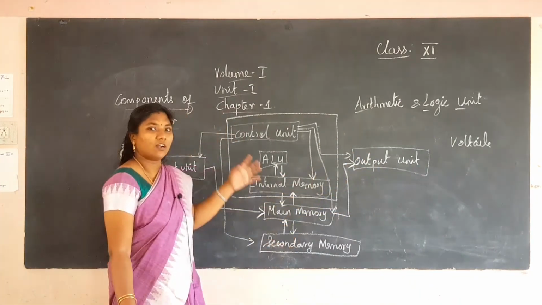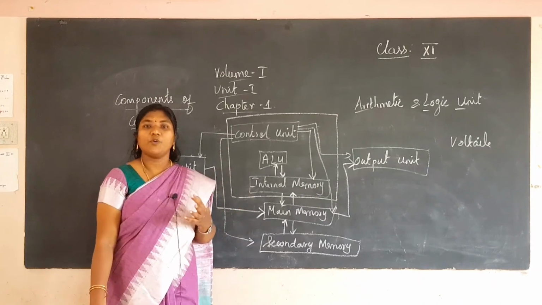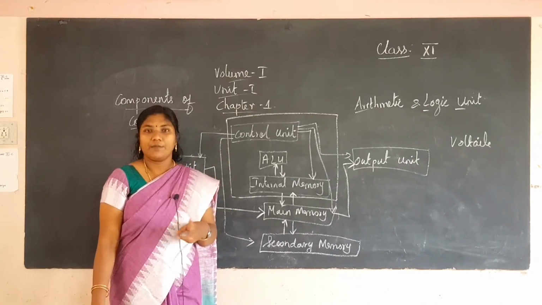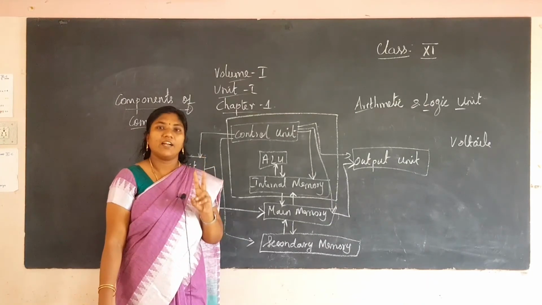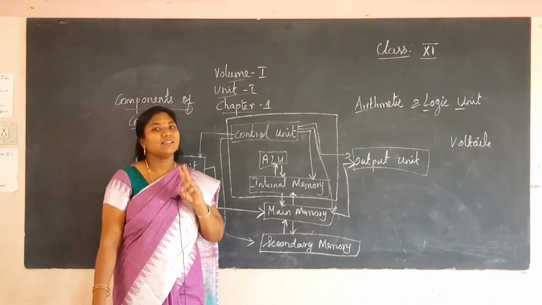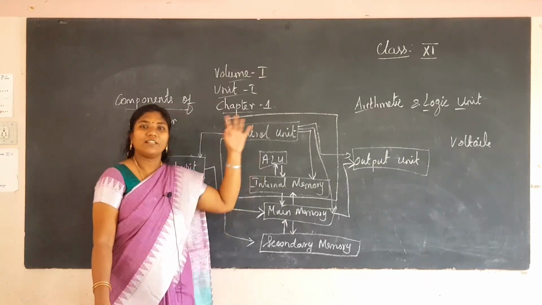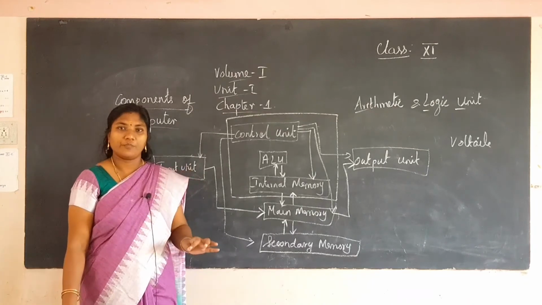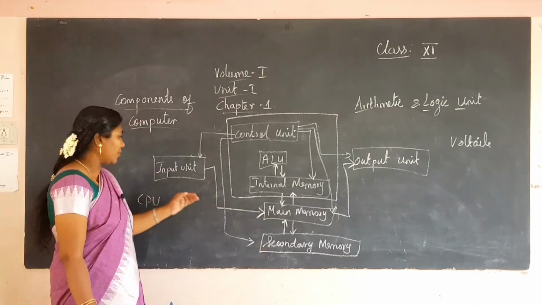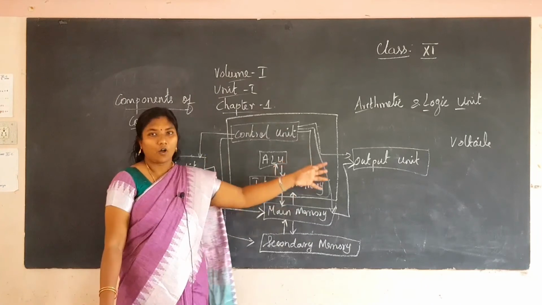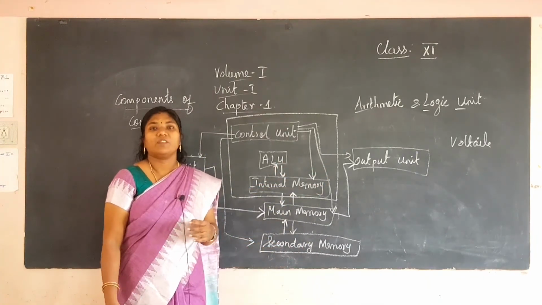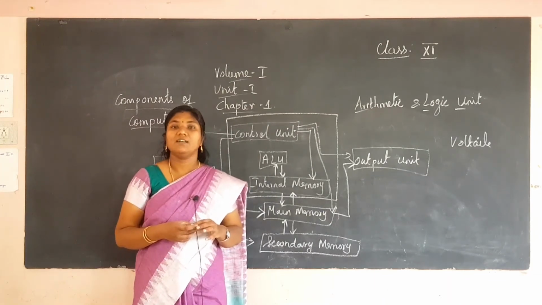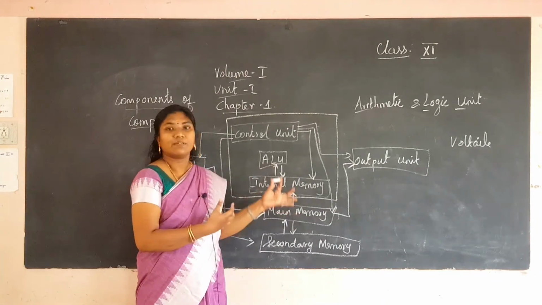While processing, what are the units available? In the CPU we have three units: control unit, arithmetic logic unit and internal memory, and in memory there are two types, main memory and secondary memory. These are all the components of a computer. When you are asked to describe or explain the components of a computer, you have to draw the diagram and explain each and every component of it. Clear? Next we are going to see how the system works.